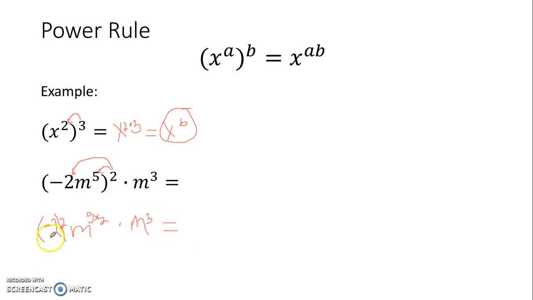Okay, so what is negative 2 to the 2nd power, or negative 2 times negative 2? It is 4. So 4m, and then 5 times 2 power, which is 10. And then we still have this last part of our equation, times m to the 3rd. Then we combine the last two terms using the product rule, so we have 4m, and then 10 plus 3.